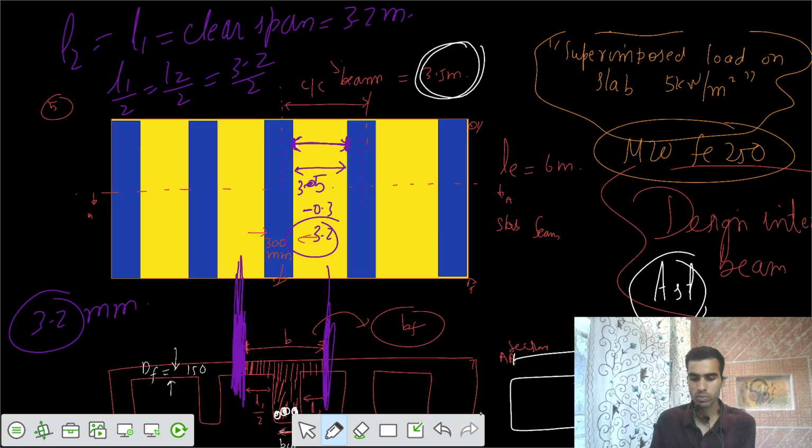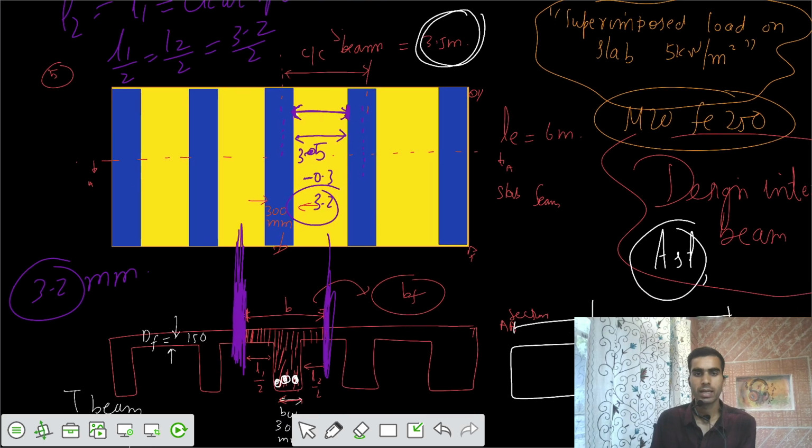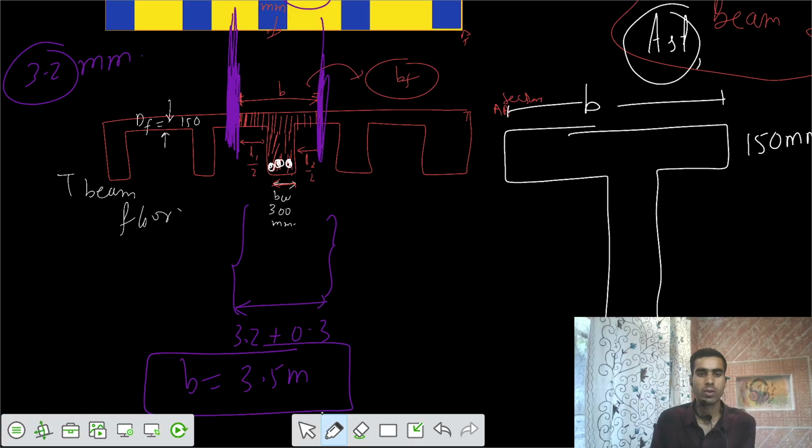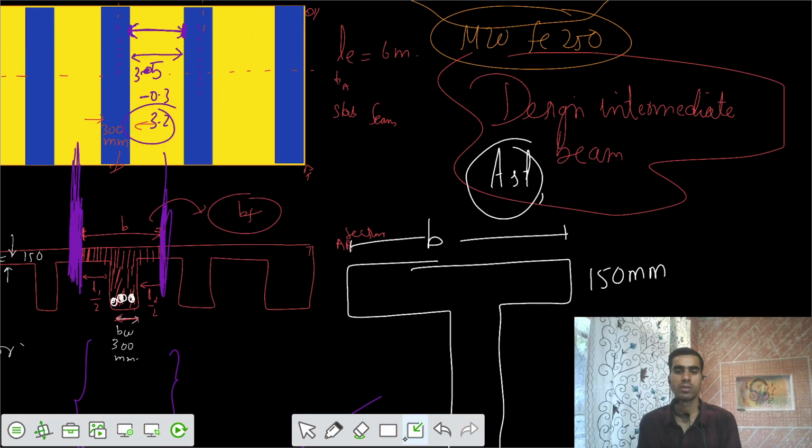3.2. I think we can say that is 3.2. So if this is 3.2 plus we have this width of 0.3, so finally I would say B equals 3.5 meters, or 3500 millimeters.